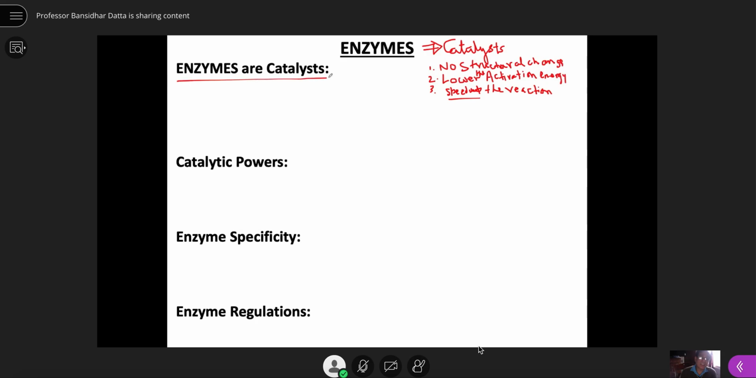As I say, enzymes are catalysts, right? All enzymes have three different properties, three different unique characteristics. One is catalytic power, another is enzyme specificity, and the third is enzyme regulation. What's the catalytic power? It is also called CP. C for catalytic, P for power. So catalytic power equals, all right.